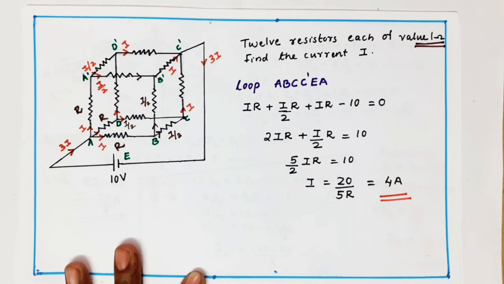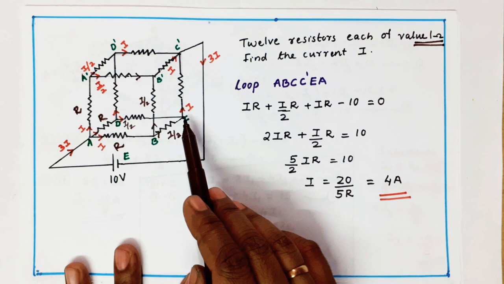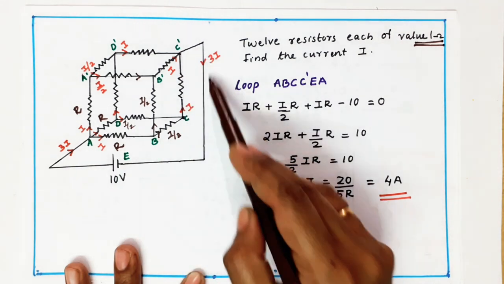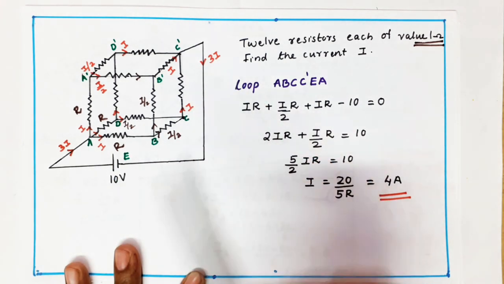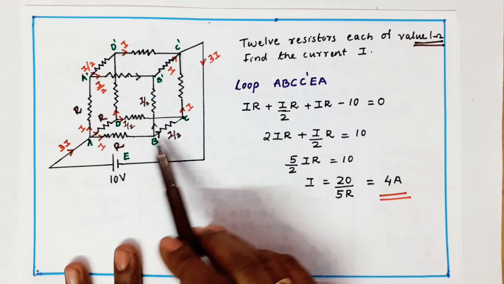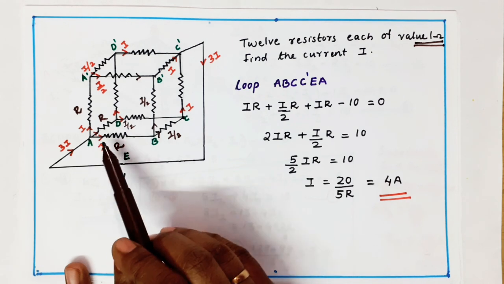Now, you take a loop. I'm taking the loop A, B, C, C dash, E, A. It means the outer long loop I'm taking. So my loop is going in a clockwise direction. See my current? The current also is clockwise, clockwise, clockwise. Then you take the voltage terms.